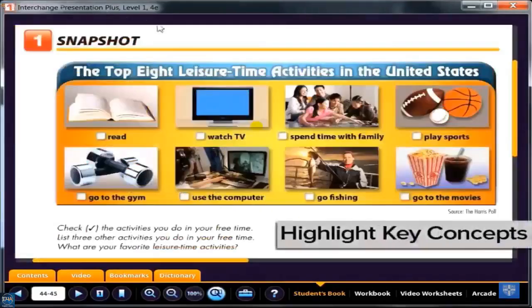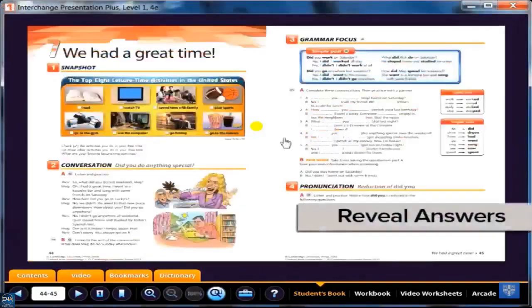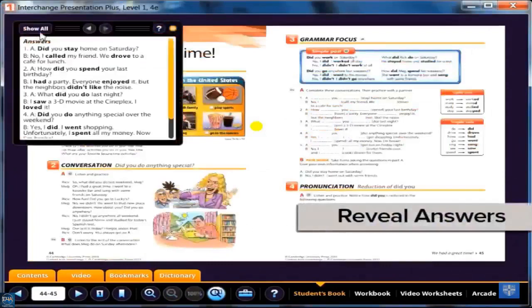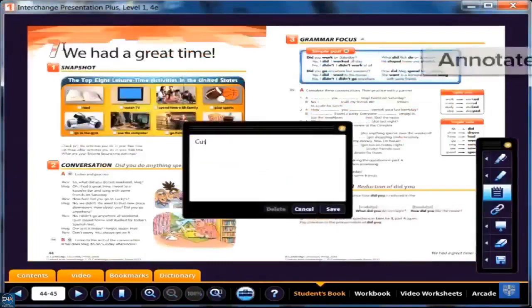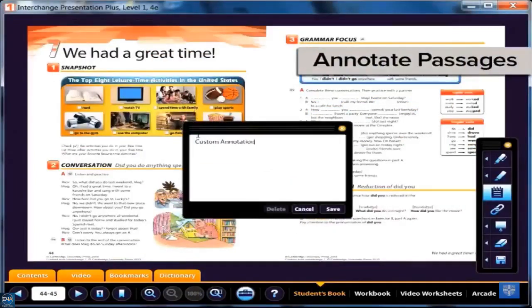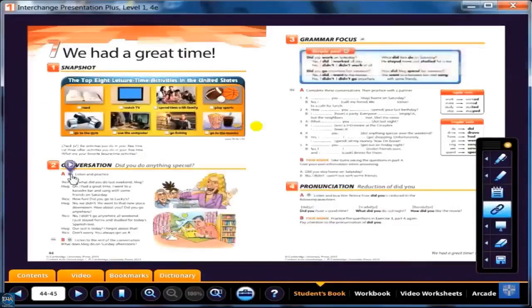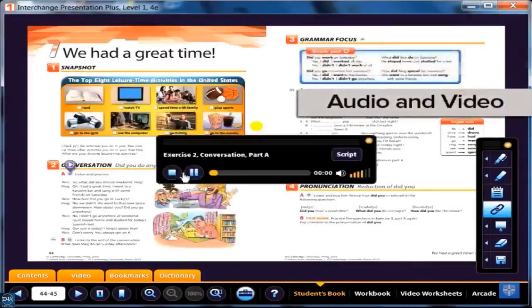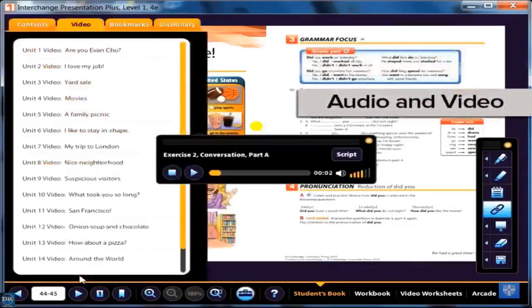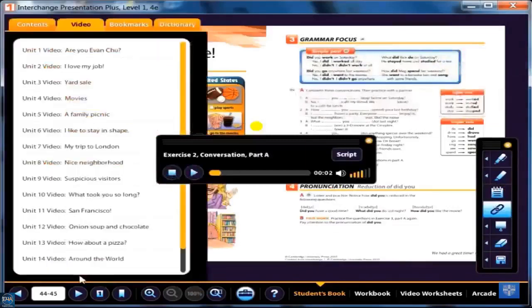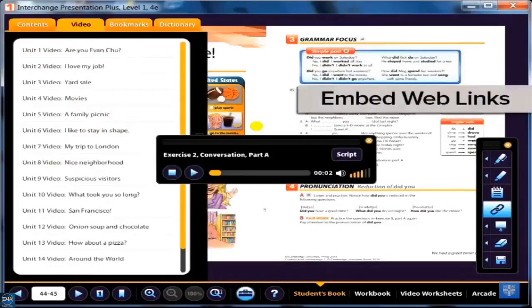Highlight key concepts. Reveal answers to exercises. Annotate passages. Play class audio passages and video segments. And even embed web links right into your lessons.